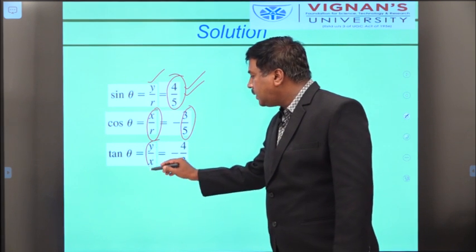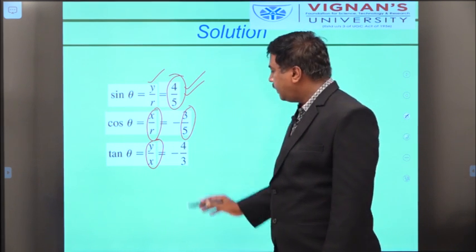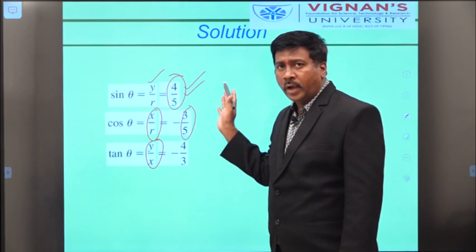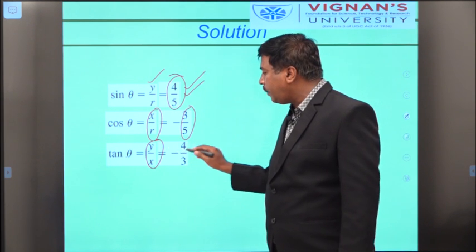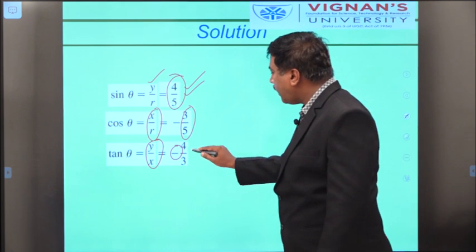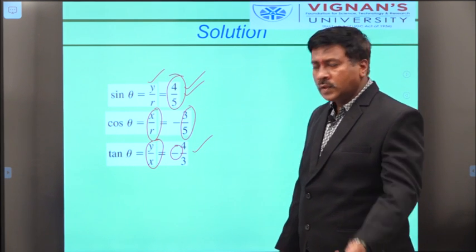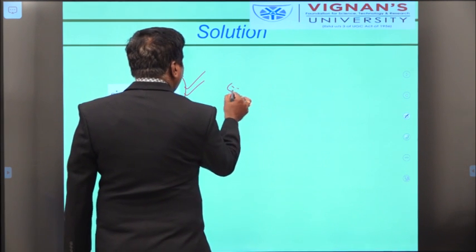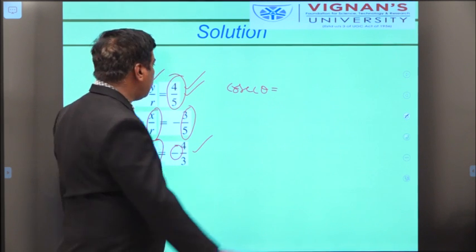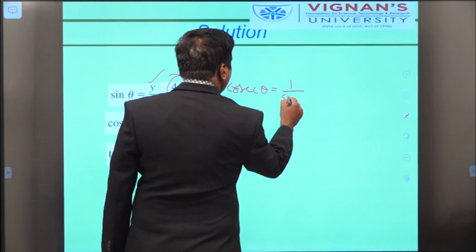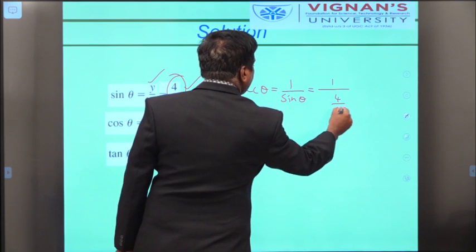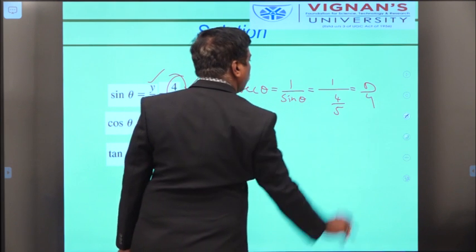Similarly tan theta is equal to y by x. Because the point lies in the second quadrant, in that second quadrant tan is also negative. Therefore you have to consider tan theta to be negative. Therefore tan theta equal to minus 4 by 3. Similarly, cosecant theta is equal to the reciprocal of the sine, that means 1 by sine theta. So this is equal to 1 by 4 by 5. That means we will get this value as 5 by 4.